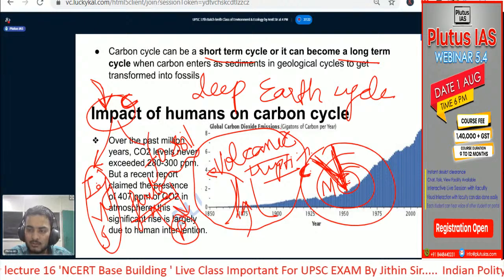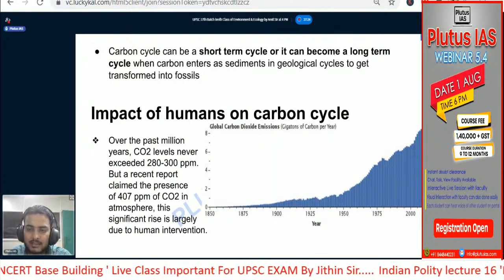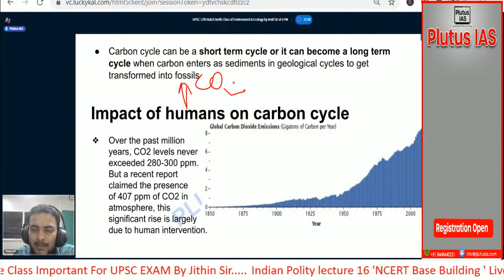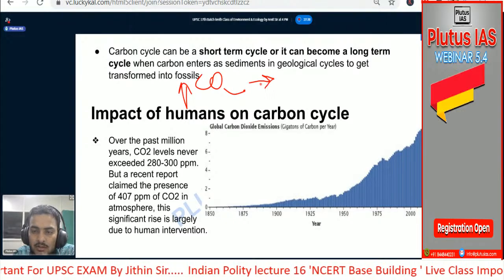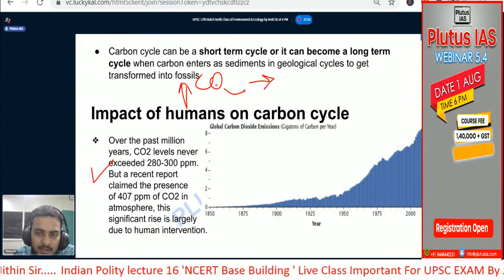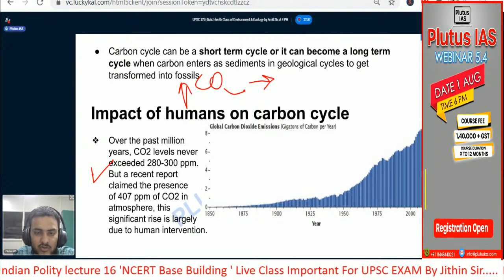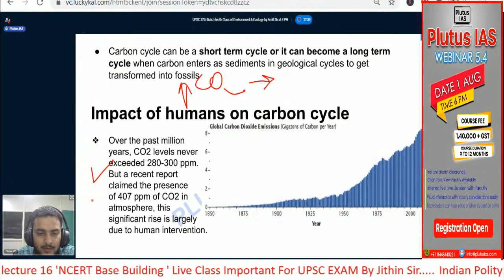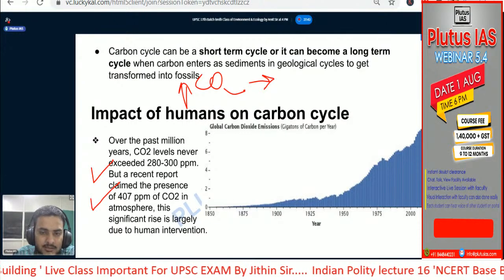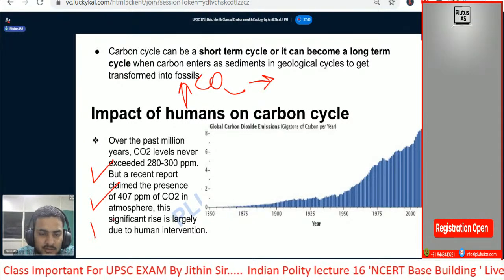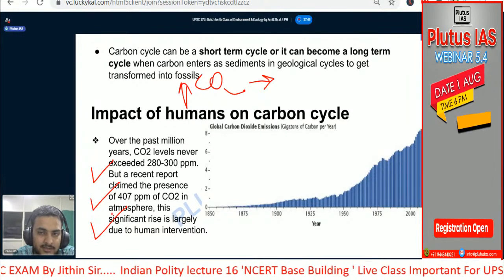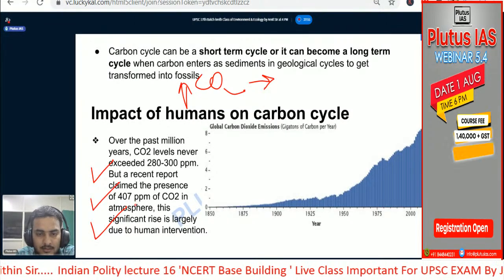And I've earlier told you about the impacts this increase in the amount of CO2 is leading to. We all know that the increase in CO2 is because of industries. Because of increasing population, the rate of respiration increases. Then waste production is increasing, so the amount of CO2 released is also increasing.